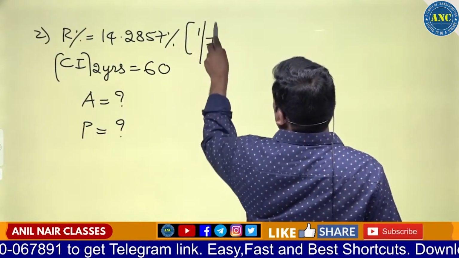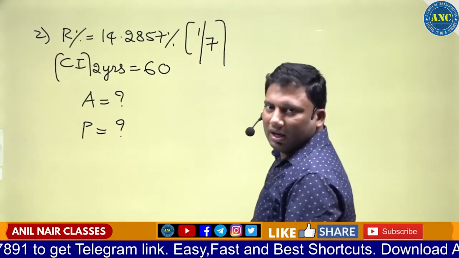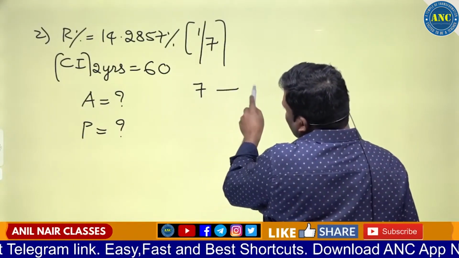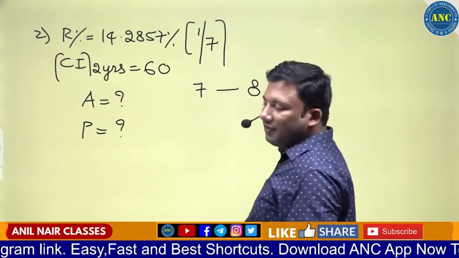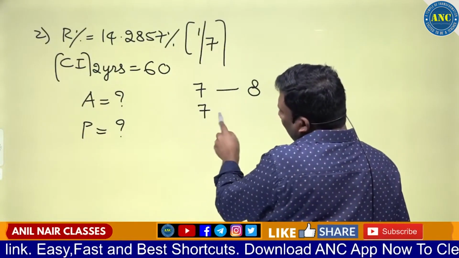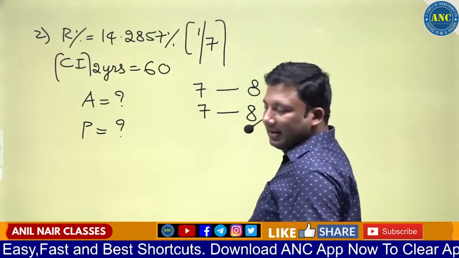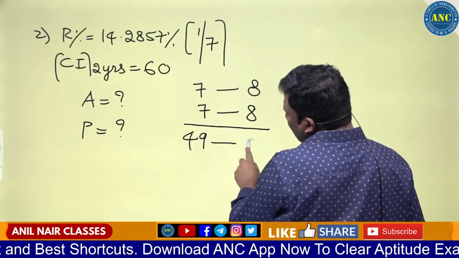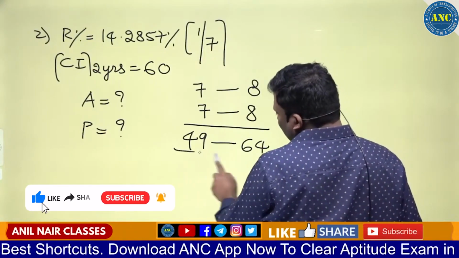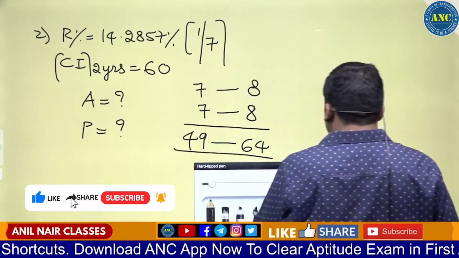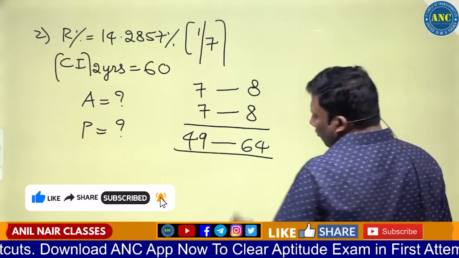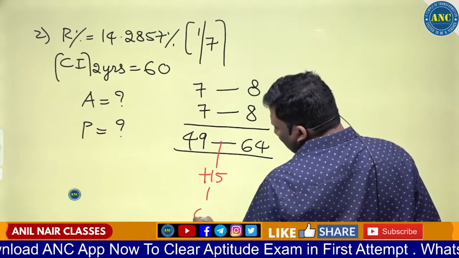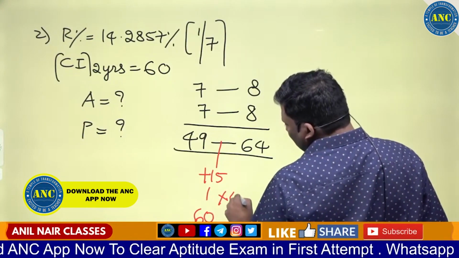14.2857 is 1 by 7. 7, 1 increase, it is 8. Again for the second year, 7, 1 increase, it is 8. 7 7s are 49. 8 8s are 64. What is extra? It is 15. 15 is becoming 60. It is into 4.